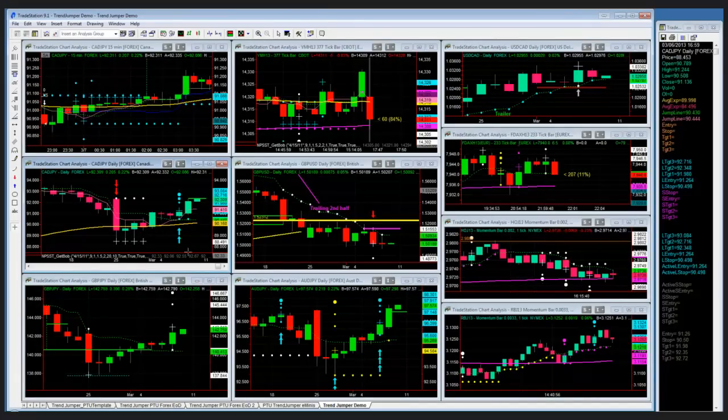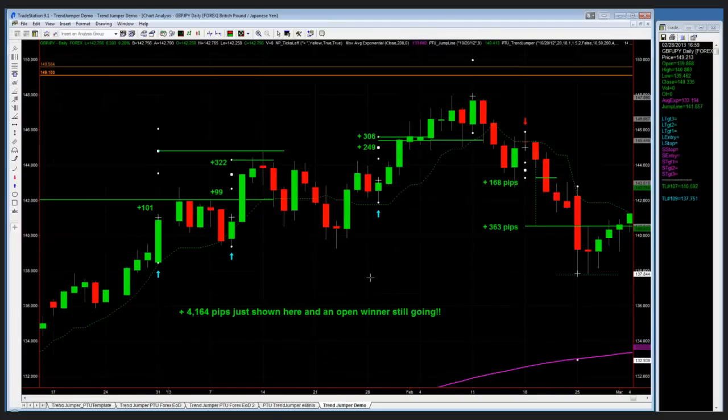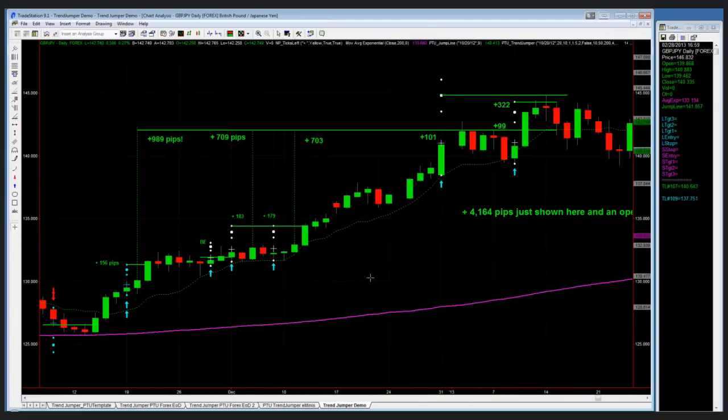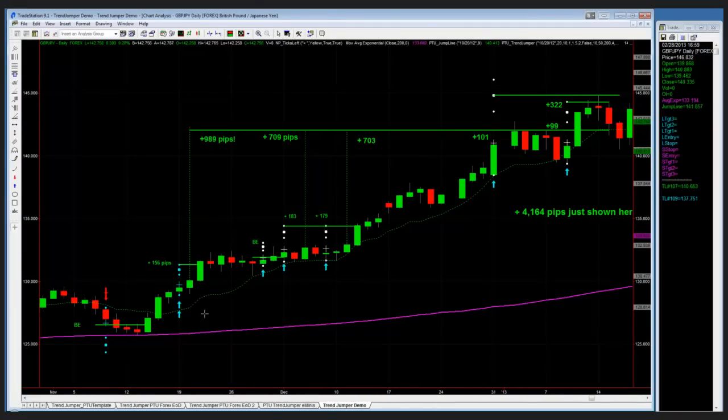Let me show you another yen pair, and I'll show you what I mean by these monster moves, because this is marked up pretty good here. This is the pound yen. Again, same strategy, the exact same settings, no customization like I showed you on that 15-minute chart. It's the same plan on just a different pair, trading it the exact same way.